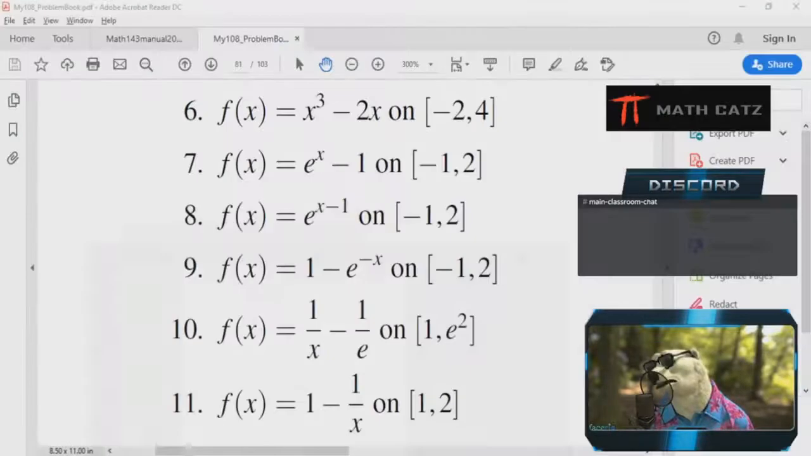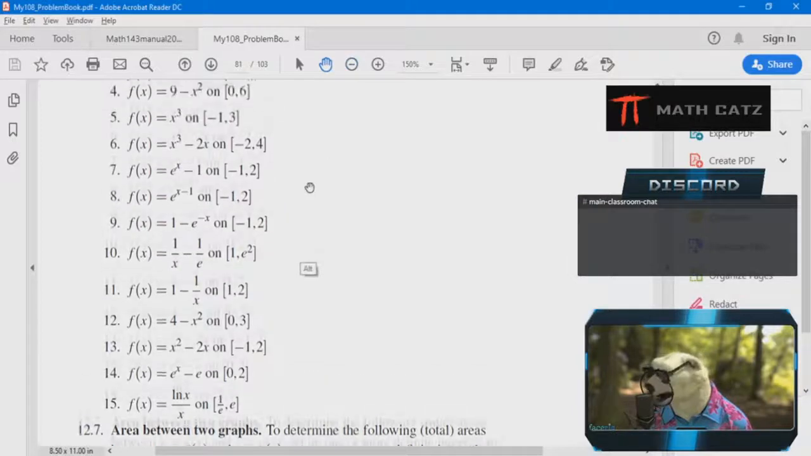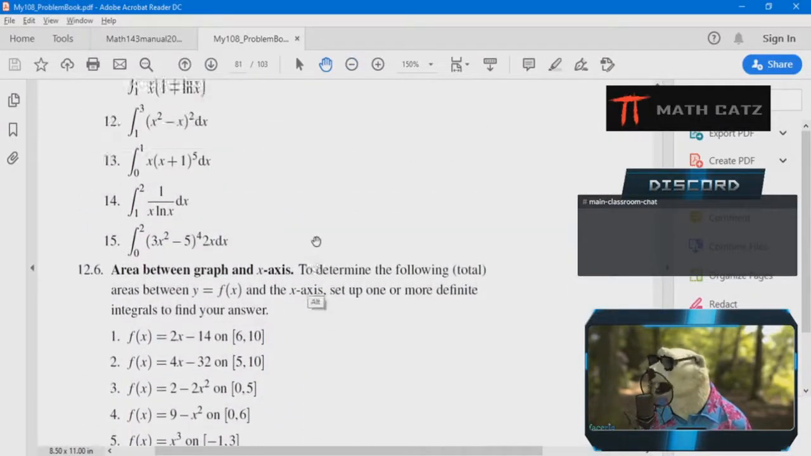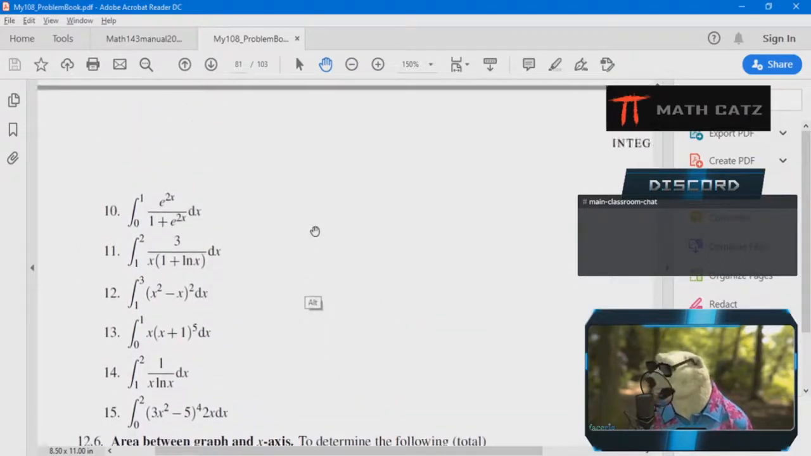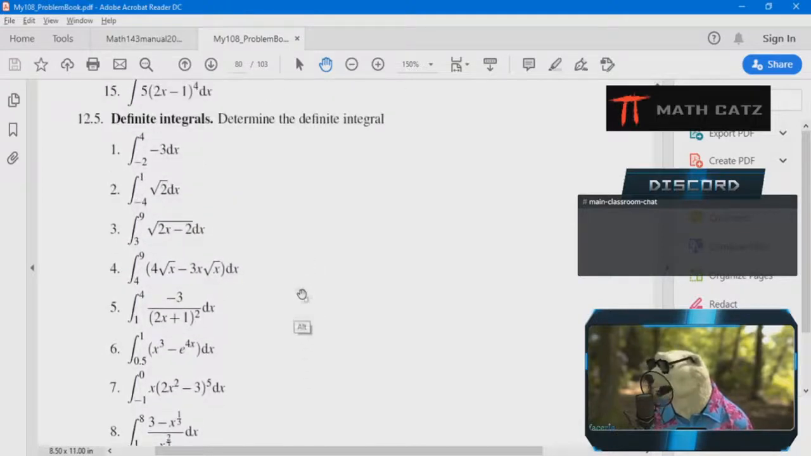Let's zoom out here. You can look at all these problems, area between the graph and the x-axis. You can just practice definite integrals, and any catch up you need to do.